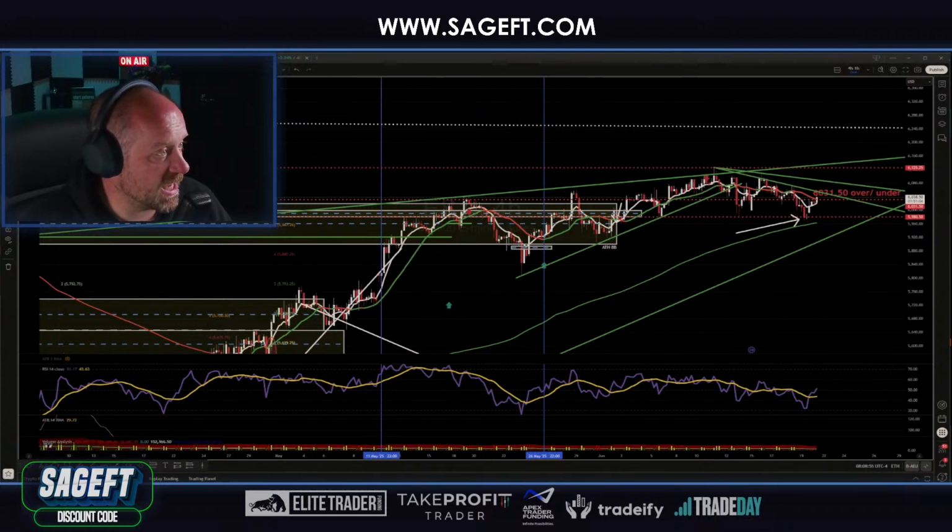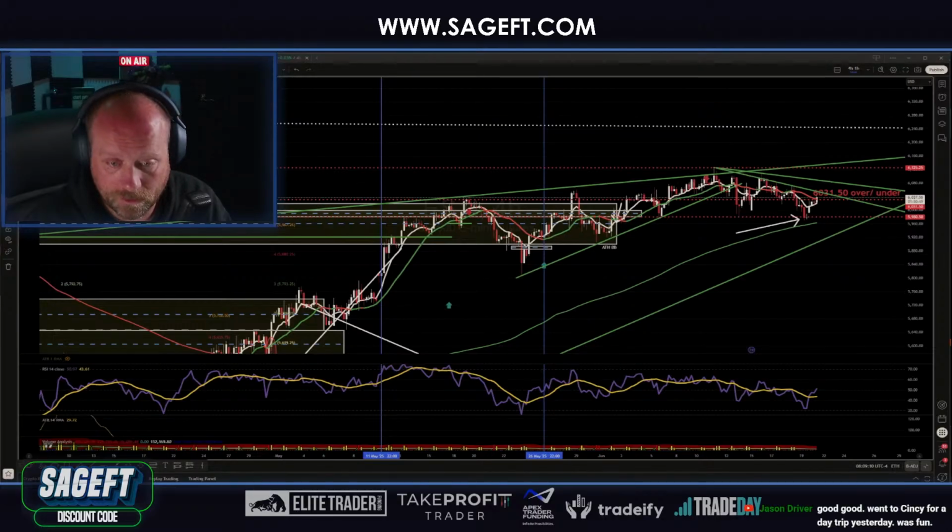Looks like they're going to slide to the right here until we create a higher low, higher high scenario. This thing could continue to slide over to the old Cincy.